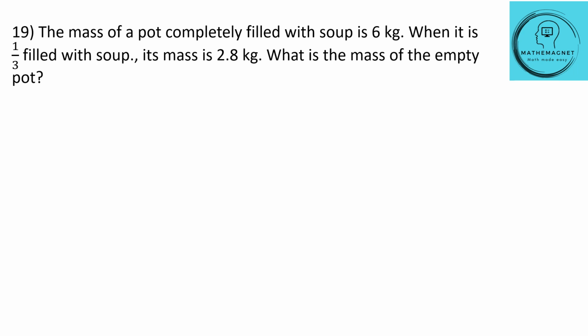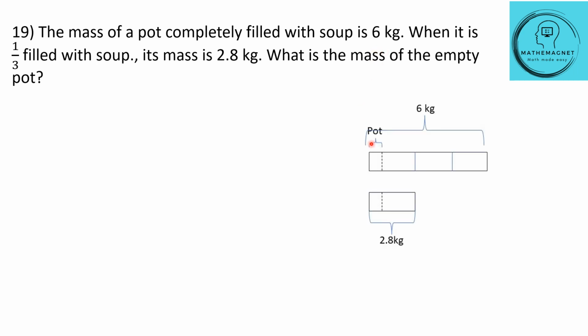In both cases, we should consider that the mass of the pot is included. In 2.8 kg, it is 1/3 of soup plus the mass of the pot, and in 6 kgs, the entire pot, that is 3/3 of soup plus the pot, is 6 kgs. Let's begin by drawing the bar model. We know that the soup plus pot, when it is full, is 3 units of soup.